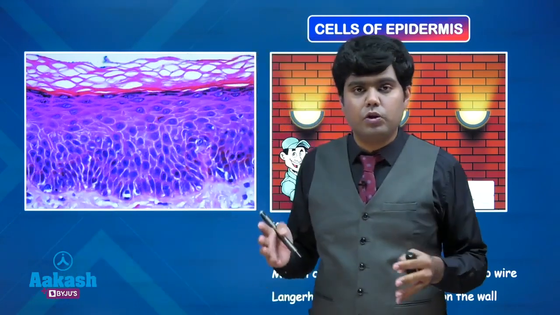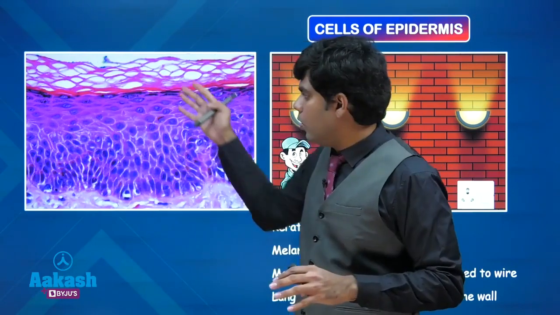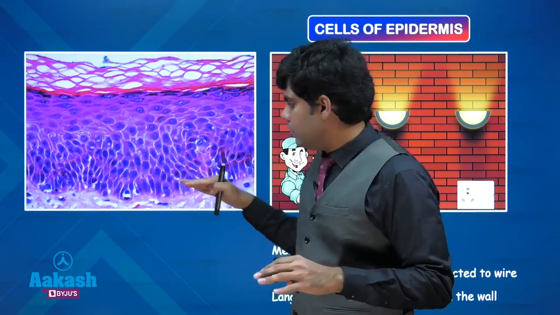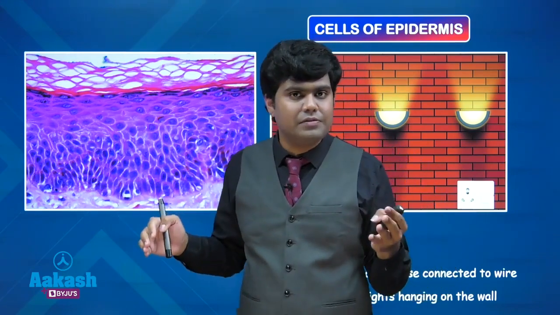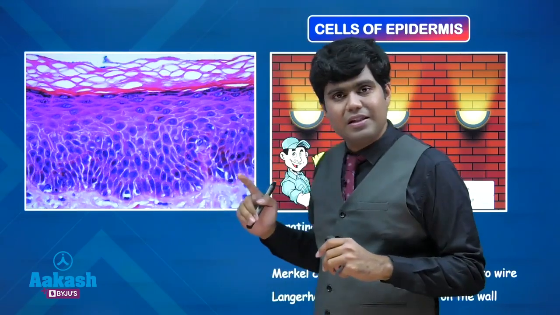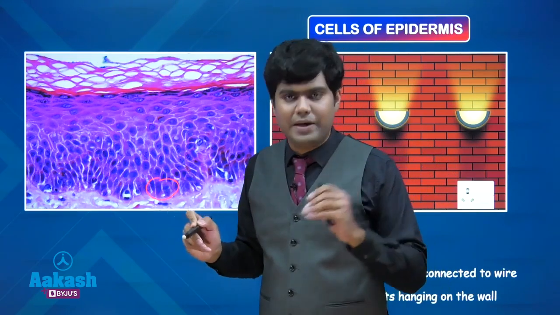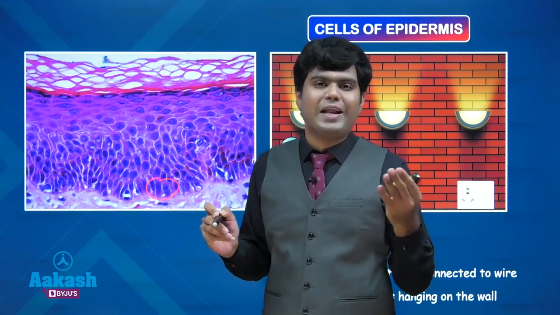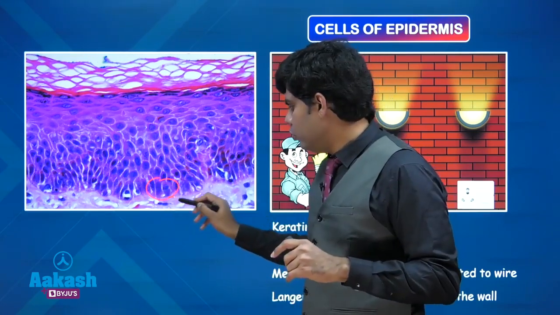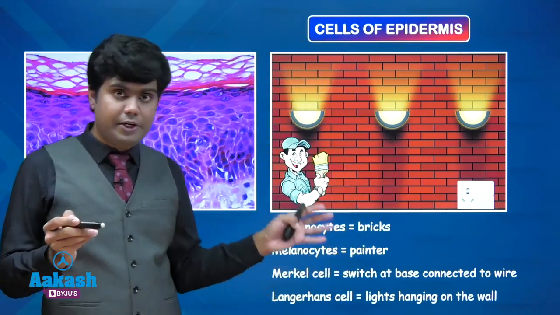In exams, they ask you the locations of various cells in the epidermis. The bricks are keratinocytes, so all over the epidermis they are in plenty. Also, we have painters standing on the base. Painters, which are melanocytes, are located in stratum basale. Number 3 is your Merkel cell, located somewhere around here in the stratum basale. Merkel cells are mechanoreceptors for tactile sensation, and they are like an electric switch connected to wires or cables, which are like your nerve fibers. Are you getting the analogy?